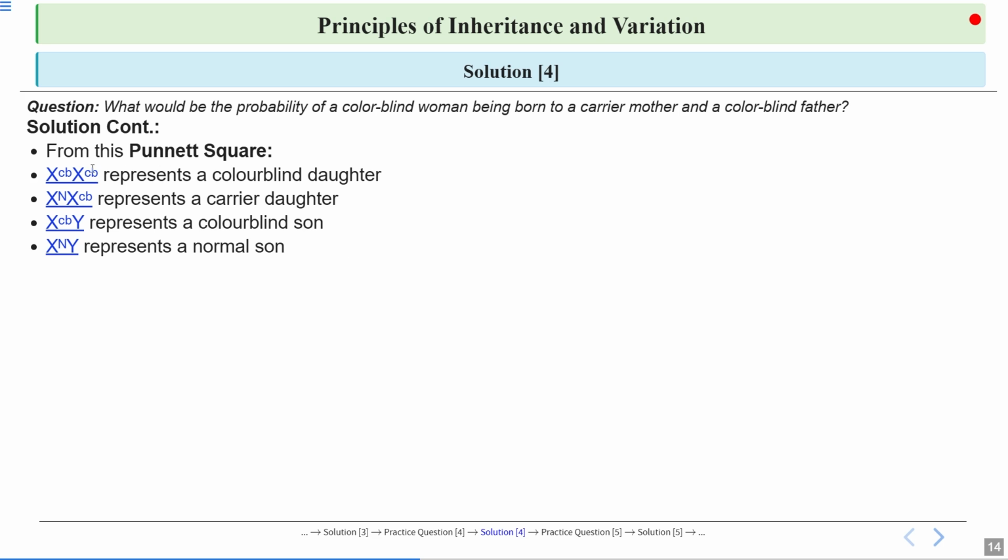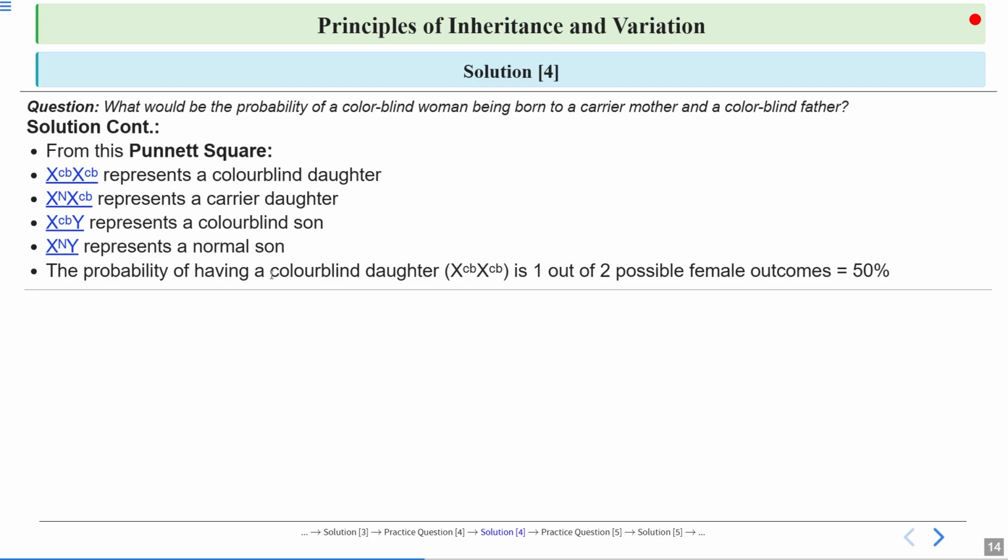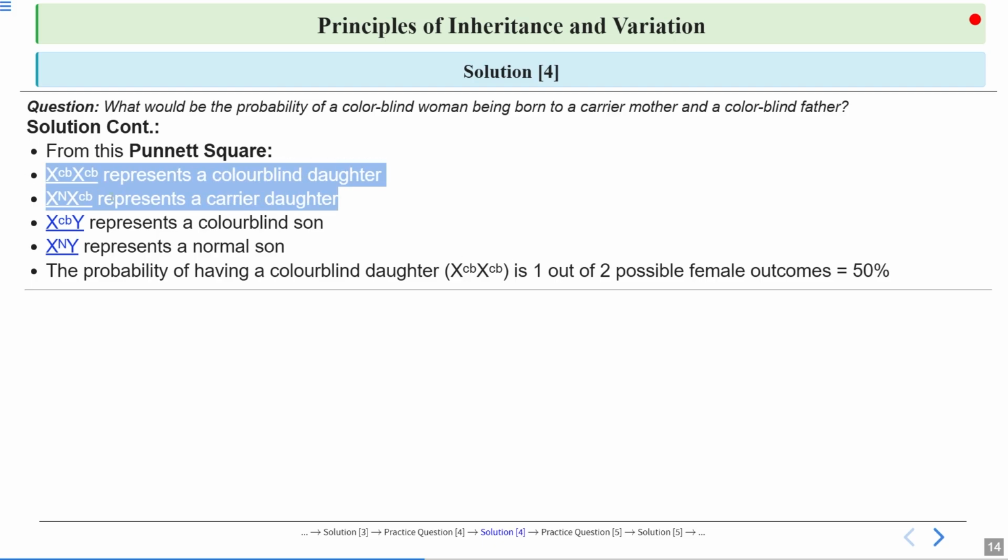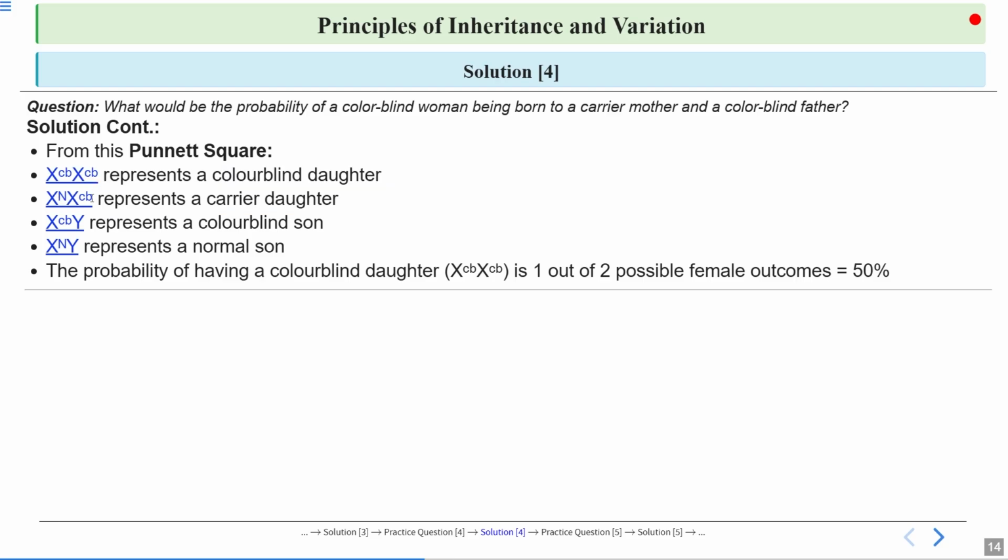Now you can see why the answer is 50%. The probability of having a colorblind daughter with this genotype is 1 out of 2. There were 2 daughters, and the probability is 1 out of 2, which means 50%.